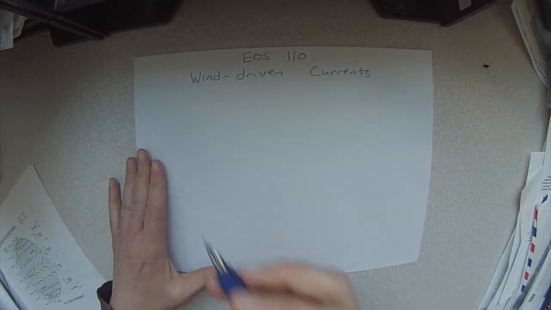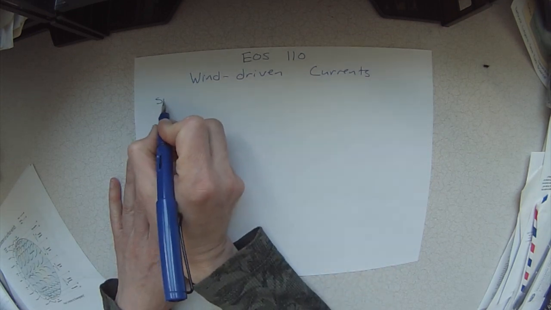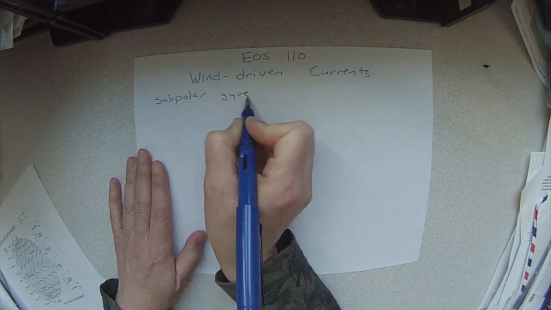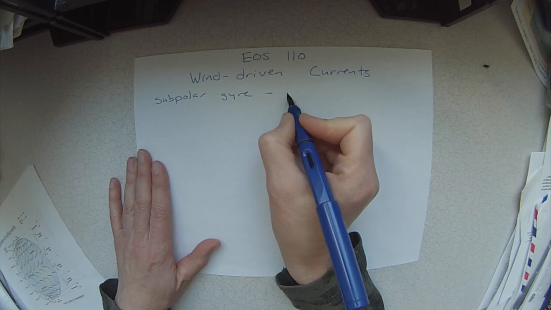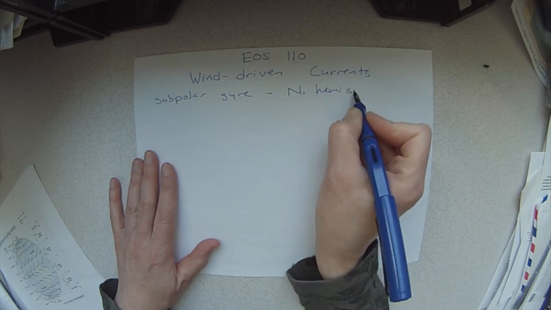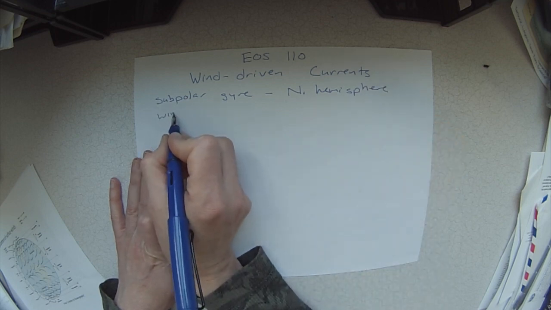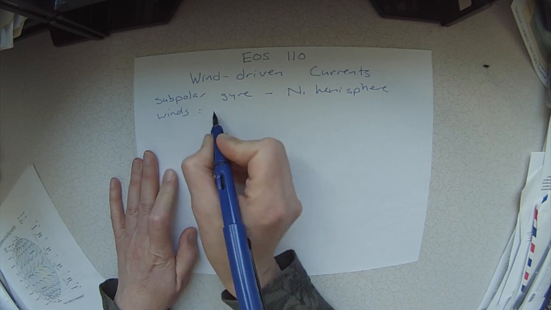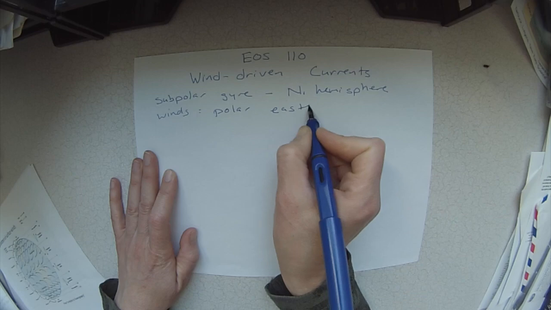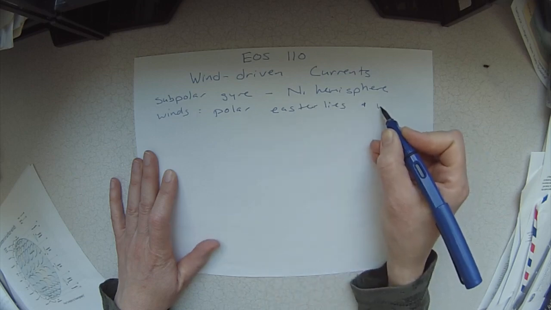All right, so our first step always in thinking about these currents is to identify which wind bands are important. We're going to talk today about the subpolar gyre in the northern hemisphere. And the important winds are the polar easterlies and the westerlies.